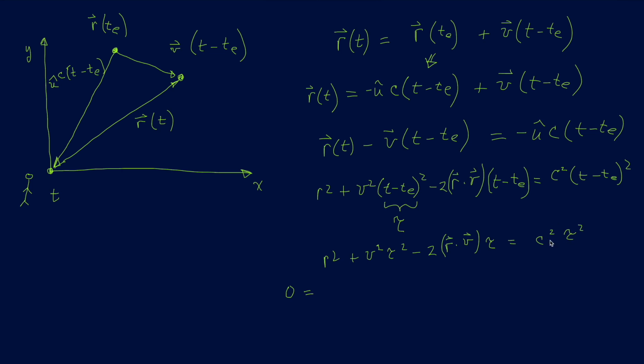Now note we have tau squared occurring in two terms. We have this term and this term. So this is going to be c squared minus v squared quantity tau squared. Okay, so that takes care of this term and this term. And now the next one, moving it over, so it's going to be plus 2r dot v tau. So that takes care of this term. And then finally we have minus r squared. So that is our equation for the propagation time tau.